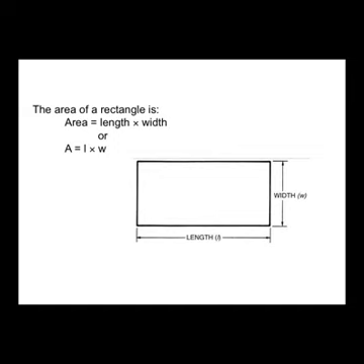The area of a rectangle is length times width, or L times W. Again, if it has a length of 10 and a width of 5, my area is going to be 50.